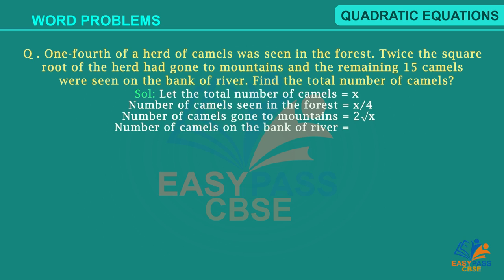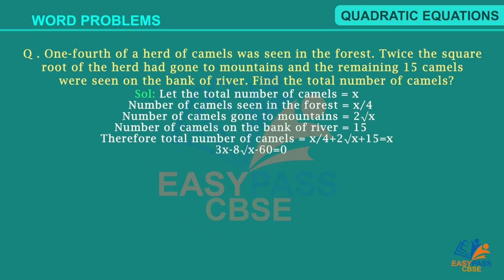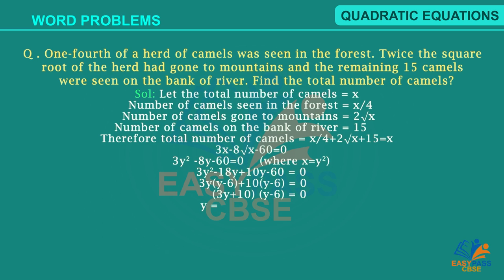Therefore, the total number of camels equals x by 4 plus 2 times root x plus 15. On simplifying, we get 3x minus 8 root x minus 60 is equal to 0. Squaring on both sides, taking x equal to y square, we have 3y square minus 8y minus 16 equal to 0. Or y is equal to 6, or y is equal to minus 10 by 3.